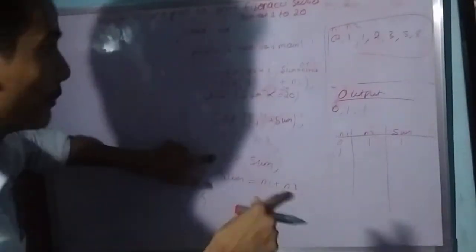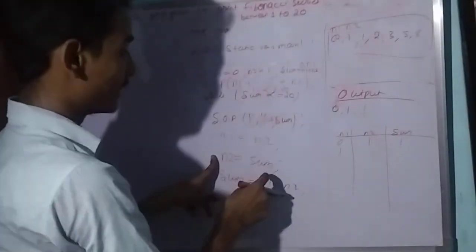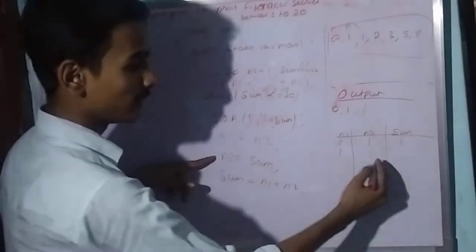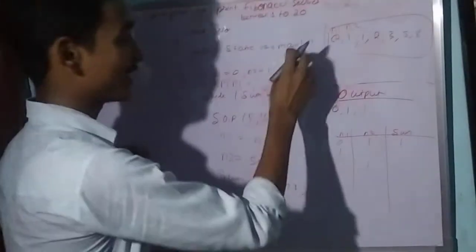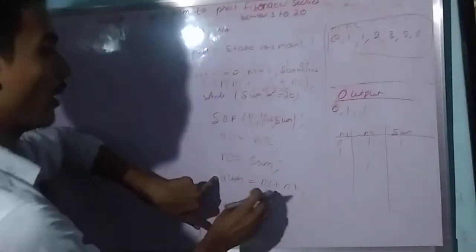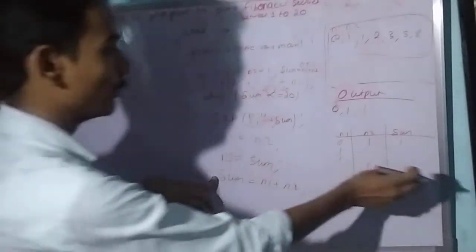Okay. Then see next, n2 will get the value of sum. What is the value of sum? 1. Sum is stored in n2. Then n2 value will also be 1, because sum value is 1. That's why n2 value is also 1. Then see, sum equal to n1 plus n2. The value will be 2. Sum will print 2. Then it will print here 2.